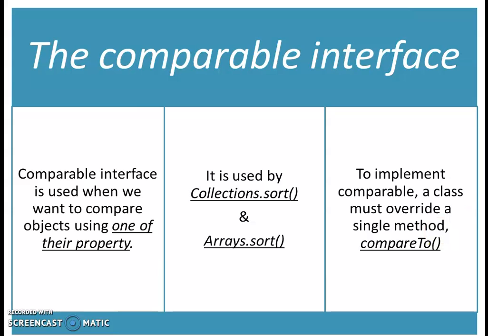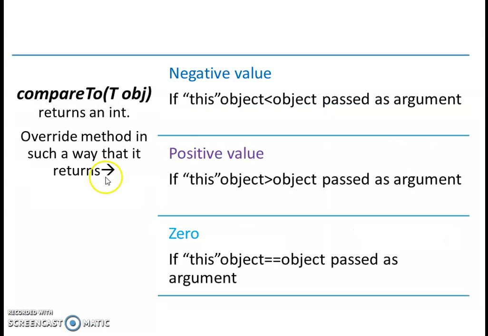When we talk about the signature of the compareTo method, it returns an integer value and it takes an object of the class whose instances we want to compare. We must override this method in such a way that it returns a negative value when this object, or current object, is less than the object passed as argument. It should return a positive value when the current object is greater than the object passed as argument, and it should return 0 when the current object and the object passed as argument are equal, right?